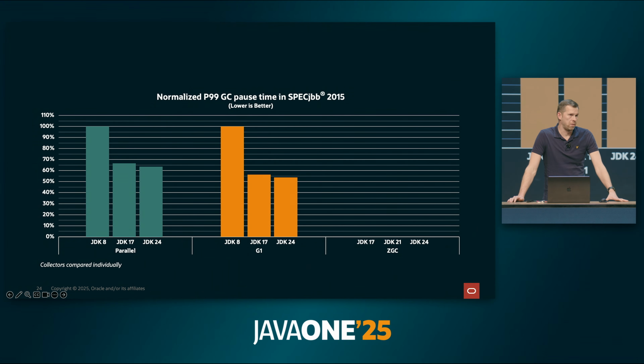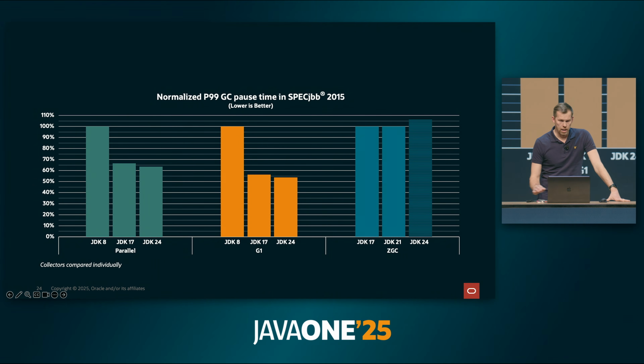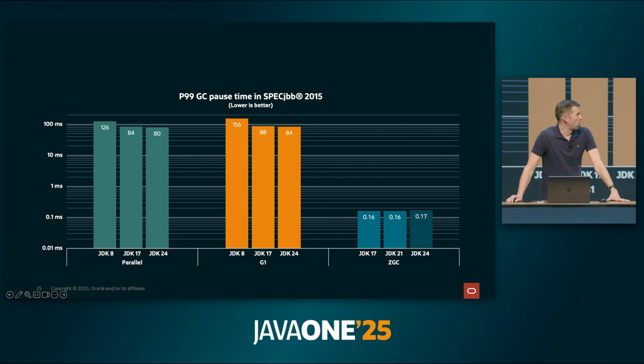One of the reasons for this is that G1 had slightly worse pauses in JDK 8, so we had more to improve on, but also because we spent a lot of time improving G1. For CGC, we do see that, do we have a regression here? Well, it could also be noise, because the CGC pauses are so short, we don't really have to care about them anymore. And to see this, let's look at the raw numbers.